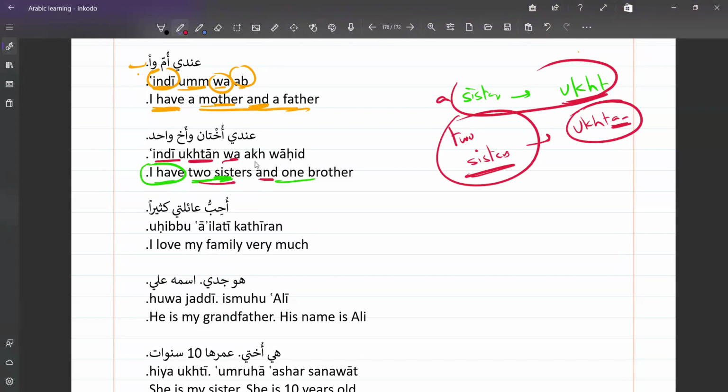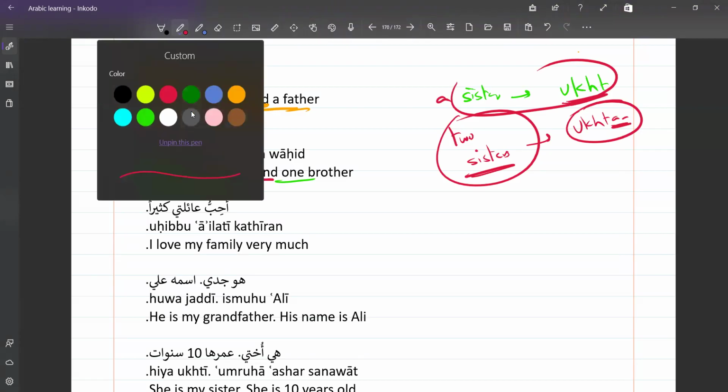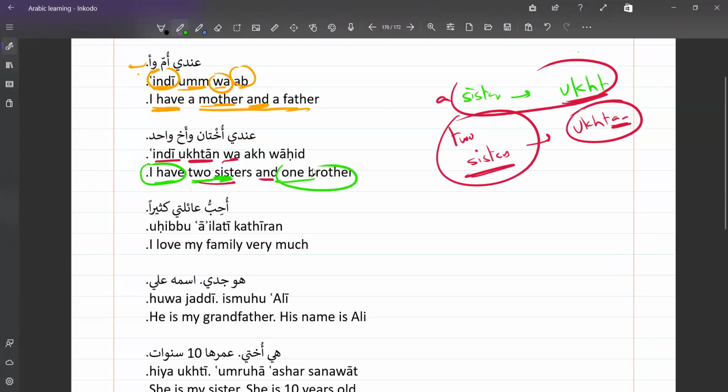Wa means and. And to say one brother, I would use the words akhun wahid. One means wahid in Arabic. Learn this number. So akhun wahid or akh wahid means one brother. So indi ukhtan wa akh wahid would mean I have two sisters and one brother.